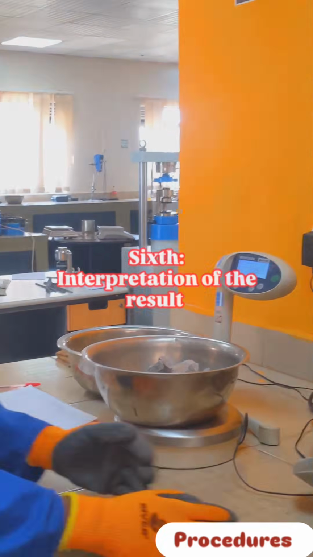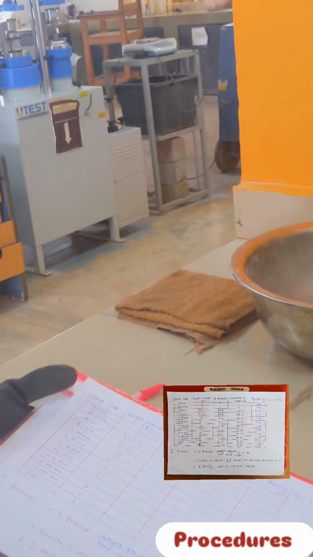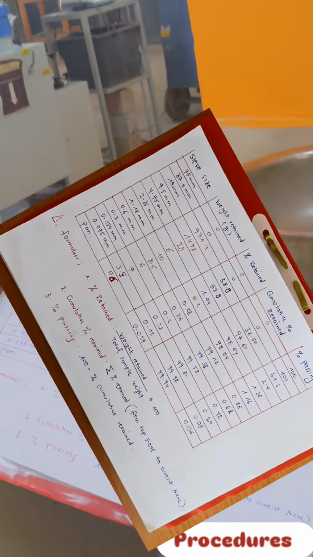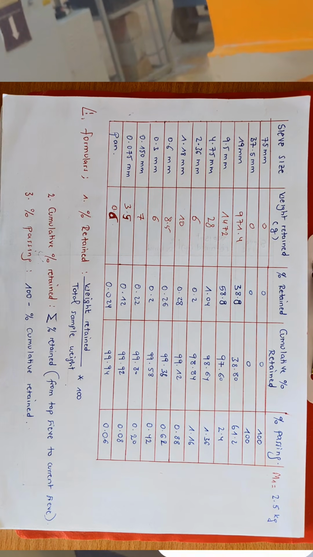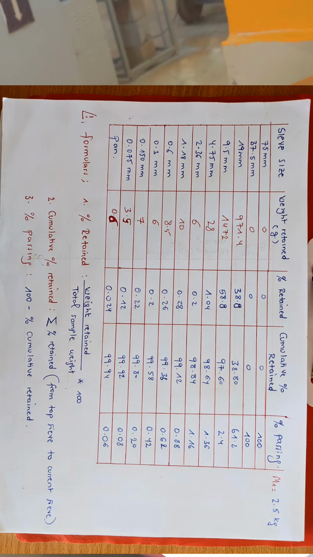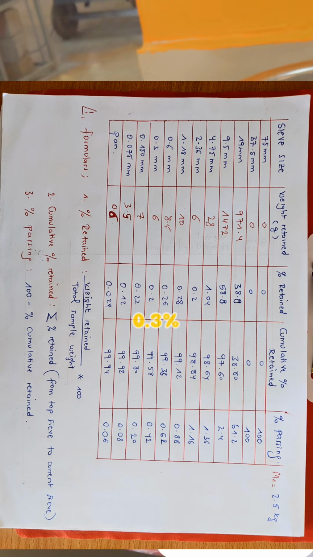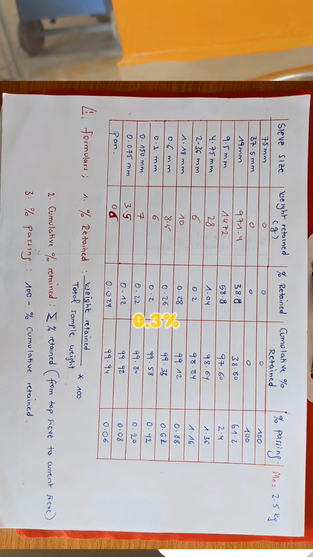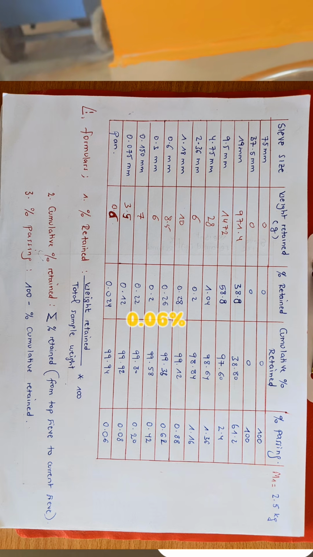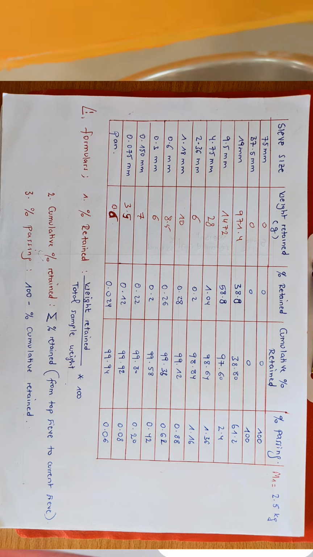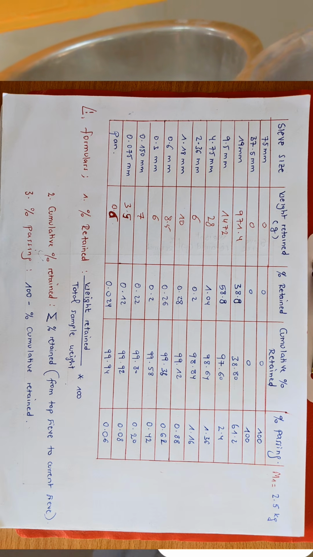The sixth, interpretation of results. With our laboratory testing complete, let's look at the final data on our recording sheet. Finally, sum up all your recorded weights according to the standard. This total final mass must match your starting weight within 0.3%. Our data shows a material loss of just 0.06%, meaning our test is perfectly valid and free of significant dust loss.